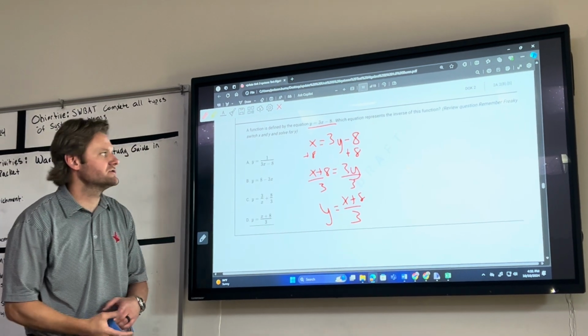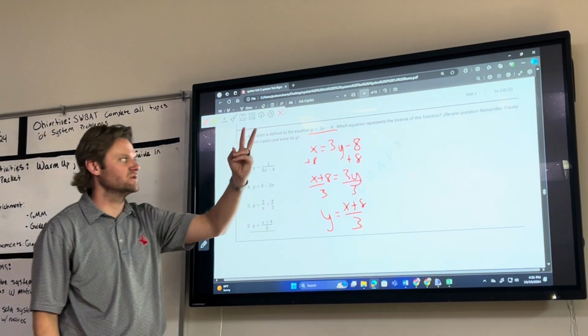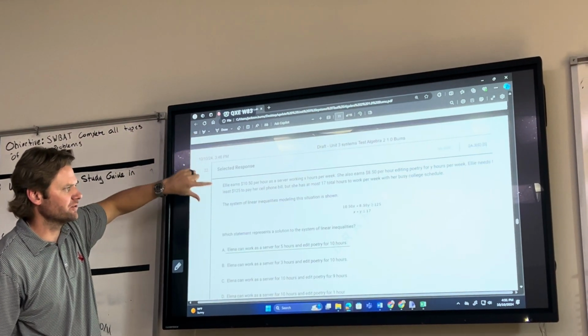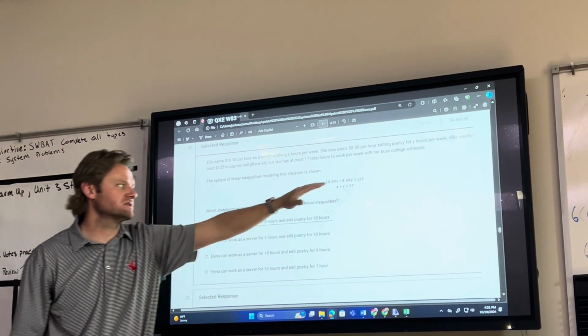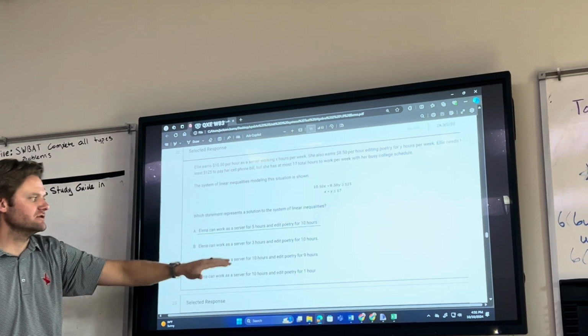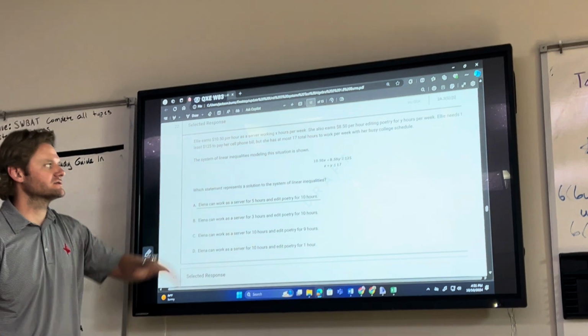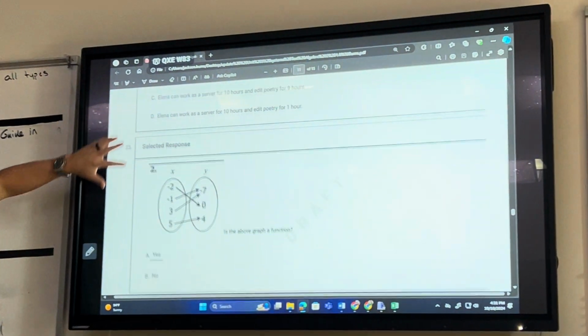Numbers will change. Operation does not. Switch your x and your y. Solve for y. Those are 2 review problems. Over here, it's an inequality. It asks you for which of these written out ordered pairs satisfies, right? We can put that in.